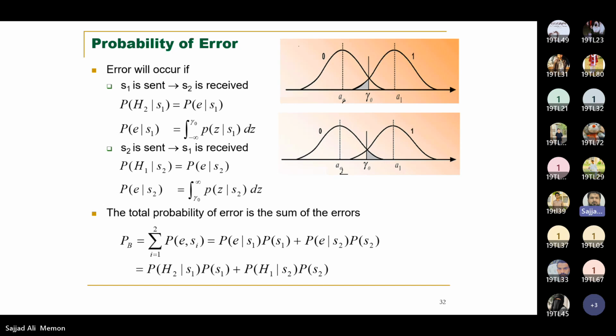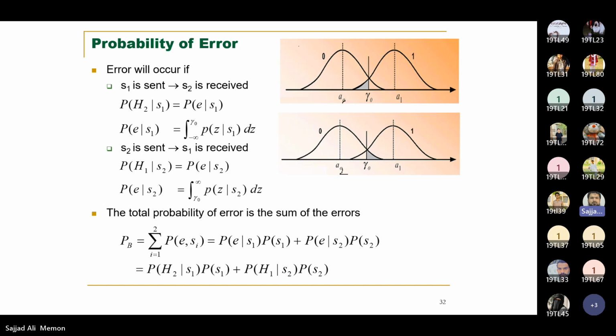So the probability of choosing H2 while supposed to choose H1 when S1 is transmitted. The no-error case means we choose H1 when S1 is transmitted, so that is not an error. But if you choose H2 and S1 was transmitted, then that is an error.